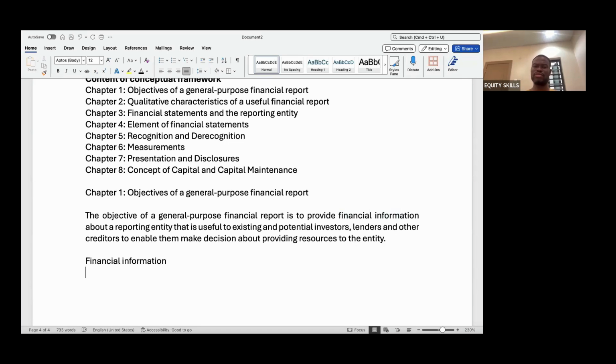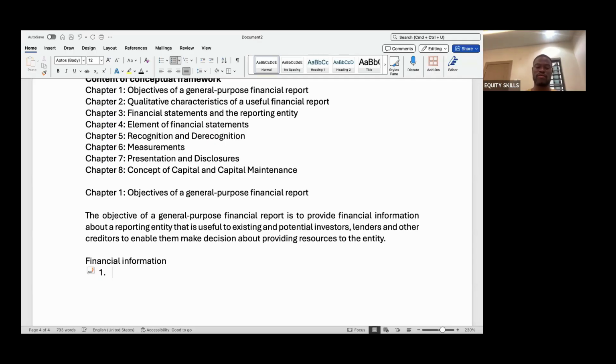So these are the key issues here that we need to decipher. And the very first I would pick is this financial information. When we say providing financial information, what is this financial information? You see, this financial information is not statement of profit or loss, statement of financial position. It's not those statements. Those statements are just a structured representation of the information. What is the information itself?